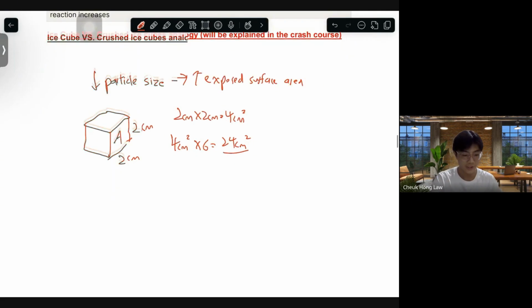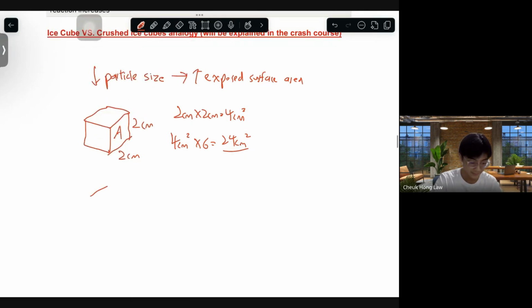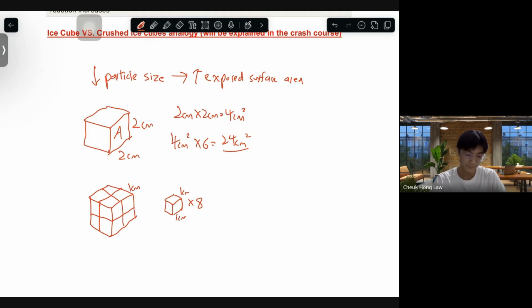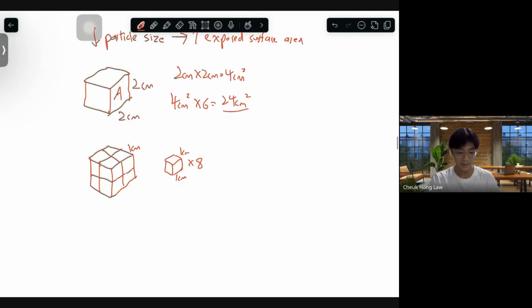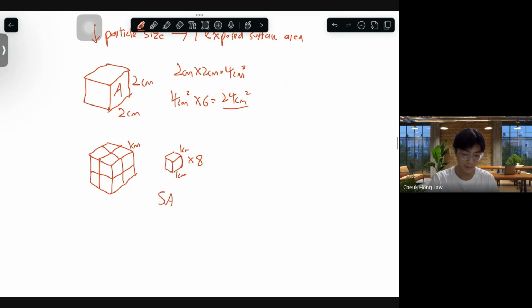Now let's say I crush this ice cube into 8 pieces. Now one piece is like that, and I have 8 of these. Of course, one side is now 1 cm. So the surface area of one piece is 1 times 1. And you guys say there are 6 sides. So there's 6.